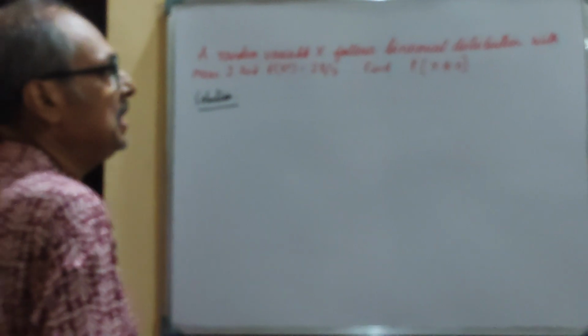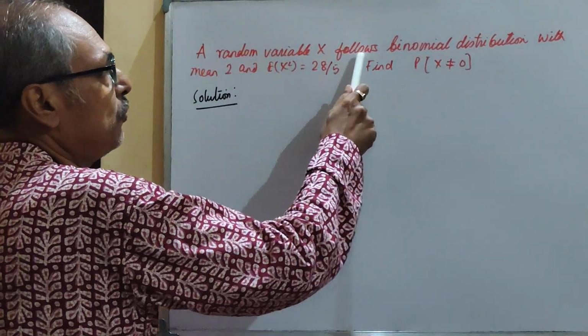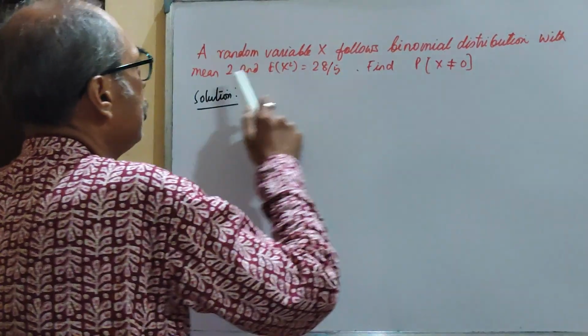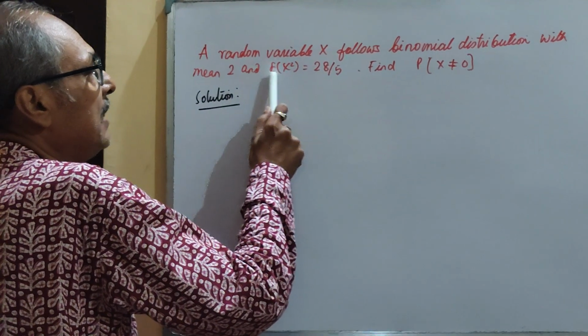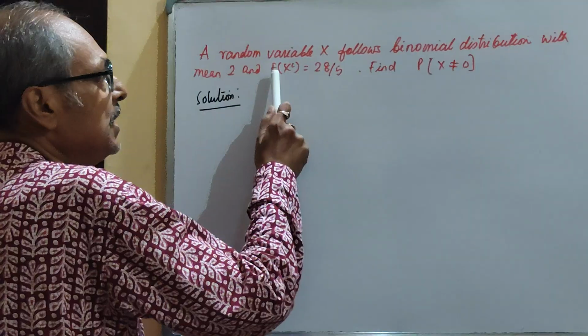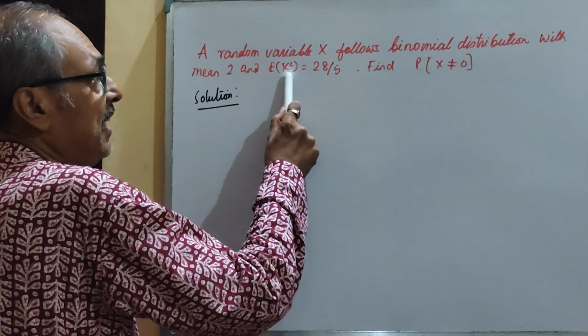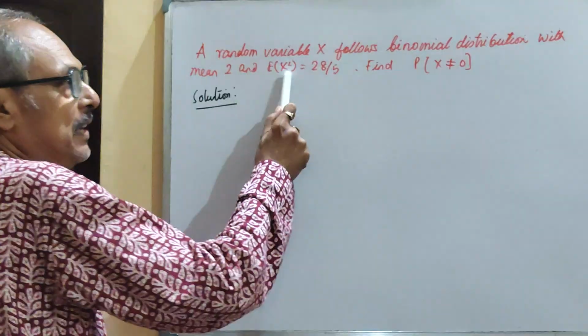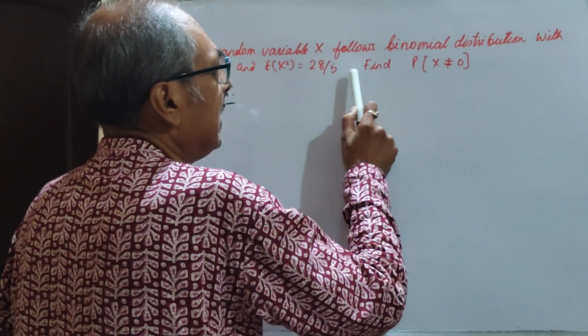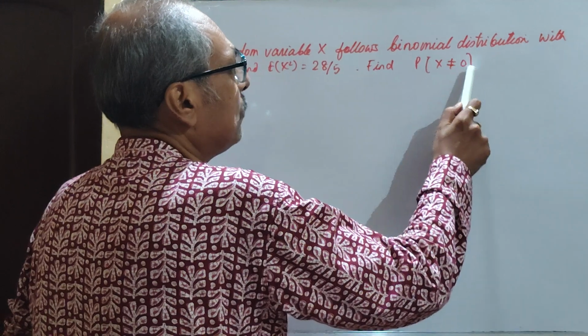Hello, in this video we want to solve this question. This question is from binomial distribution. A random variable x follows binomial distribution with mean 2 and E of x square equals 28 by 5. This E of x square means expectation of x square. Expectation of x square is equal to 28 by 5. Find probability x not equal to 0.